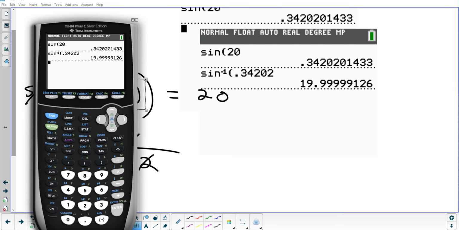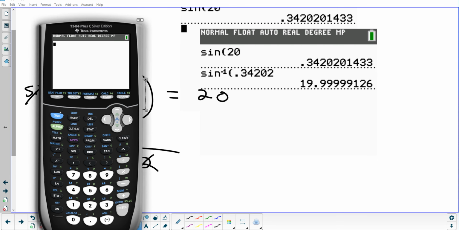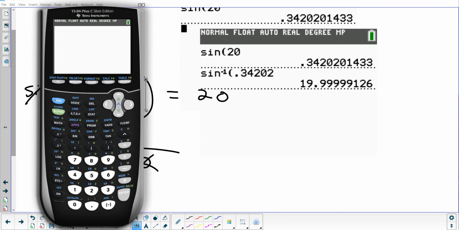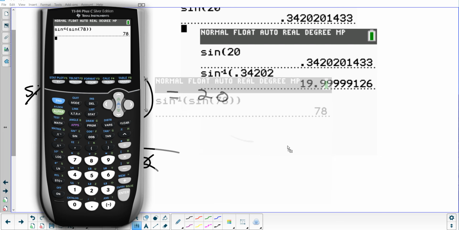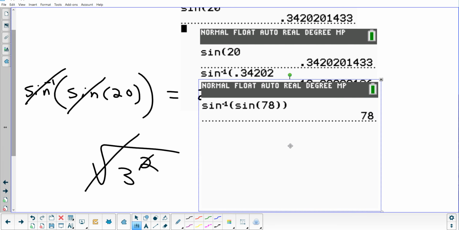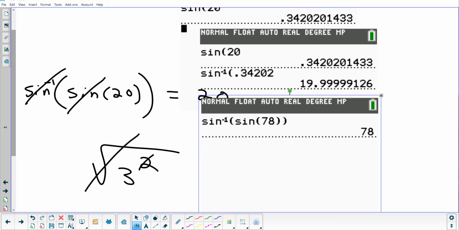So any question on that idea? So without actually typing it in two steps, let's do it all at once. Let's take the inverse sine of the sine of 78. When I hit enter there, what should I get exactly this time? 78. Yeah, I get 78. So I got exactly back the same thing I started with. And the reason I got the exact answer this time is because I didn't round it. I just typed it all in one step.